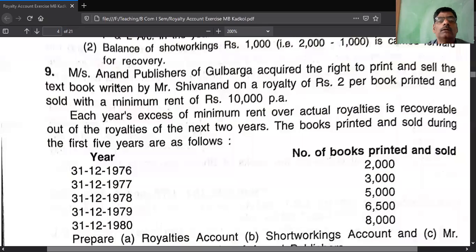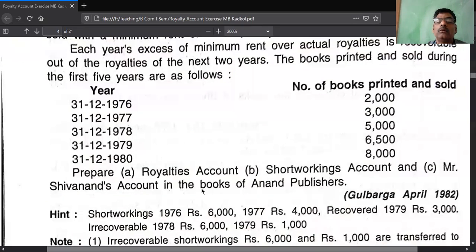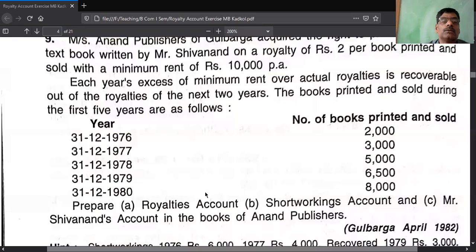Example number 9. Prakash of Gulburga. Shivanand is the author, and Anand is the publisher. The rate of royalty is 2 rupees per book. Minimum rent 10,000. Then recovery of royalty in the next 2 years. Clear? Are the 3 points clear? Then prepare the chart and open the accounts. I will not go into explaining other things.